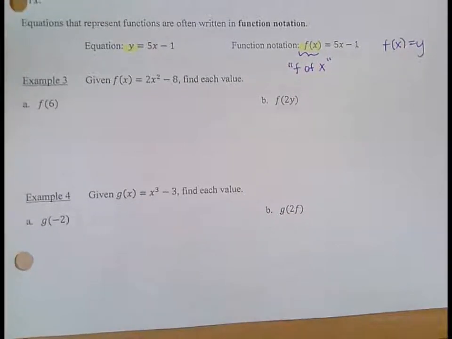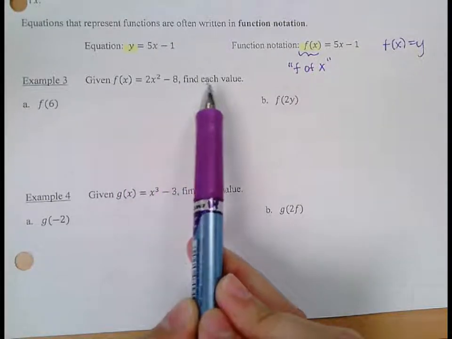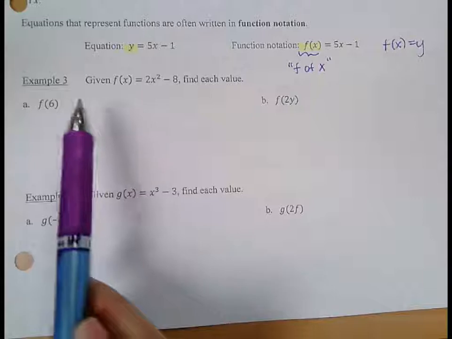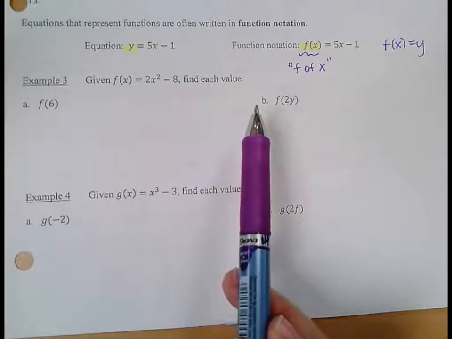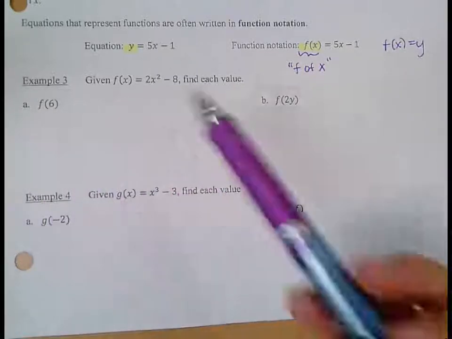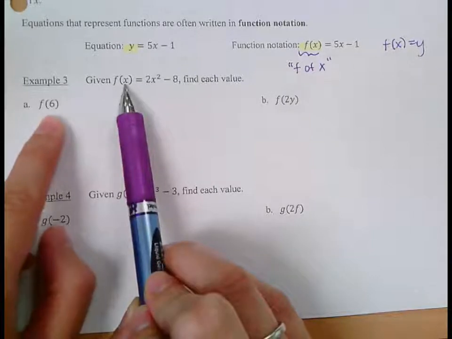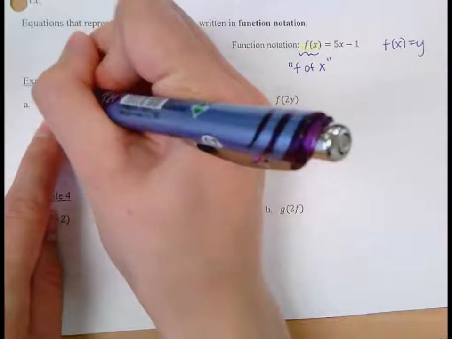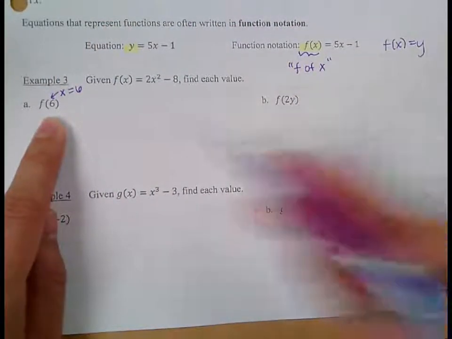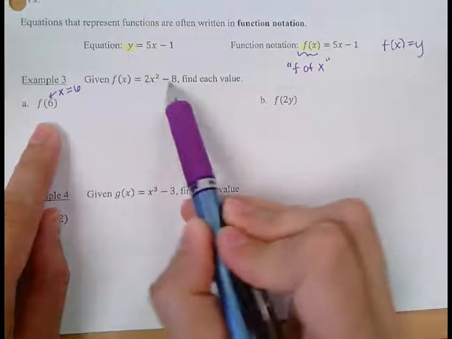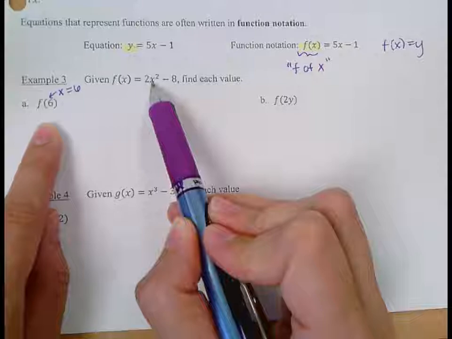So looking at example 3, we are given the function f of x equals 2x squared minus 8, and it says find each value. We're finding f of 6, and then f of 2y. So to find f of 6, notice looking at the f of x notation, the 6 is in place of the x, meaning 6 is the x value. So this is telling you that in your function, you should replace the x with 6 and then evaluate.